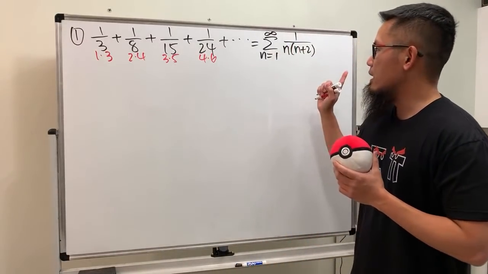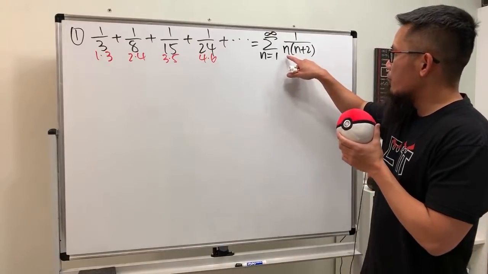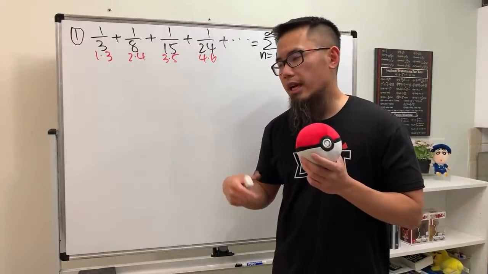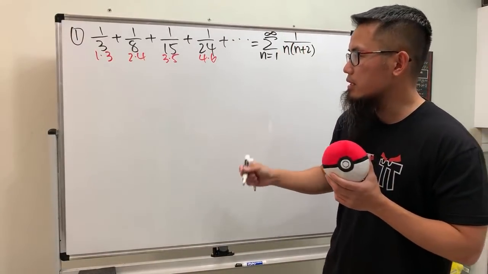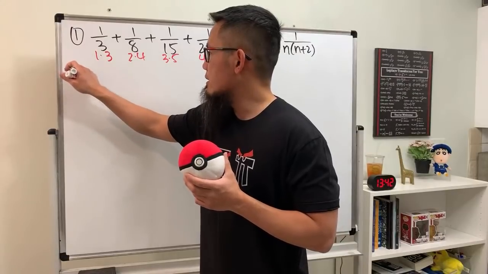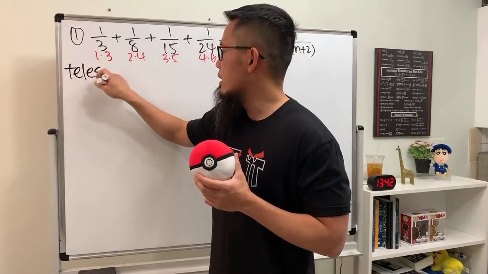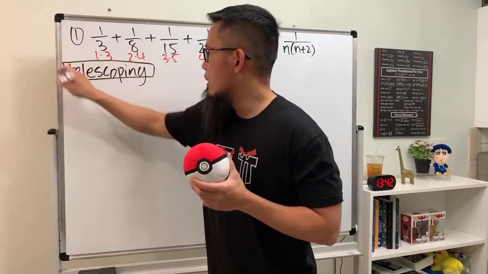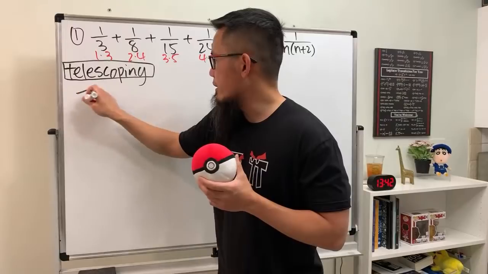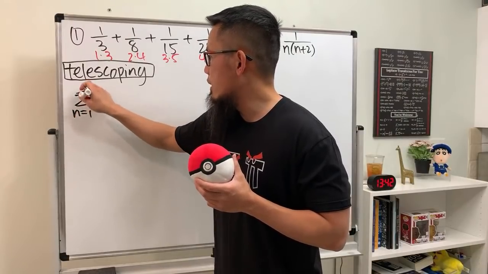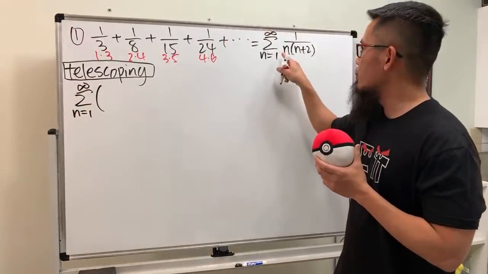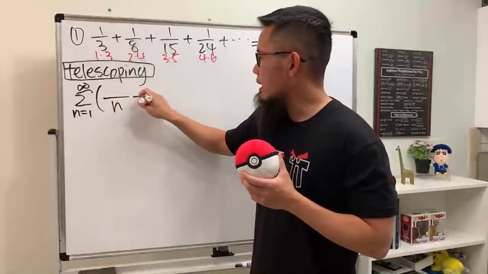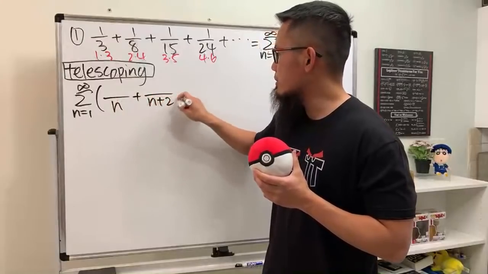But anyway, first notice that for the bottom here, we have n times n plus 2. So we can just do partial fractions. And again, we can actually use a telescoping series for this. So let's do the telescoping right here real quick. This is the telescoping approach. I'm going to write this down right here. This is the sum as n goes from 1 to infinity. And we have 2 denominators, and this is going to be blank over n plus blank over n plus 2.